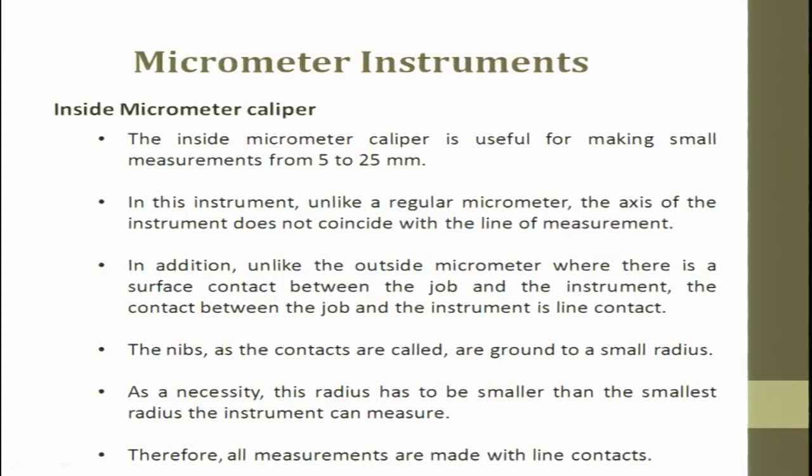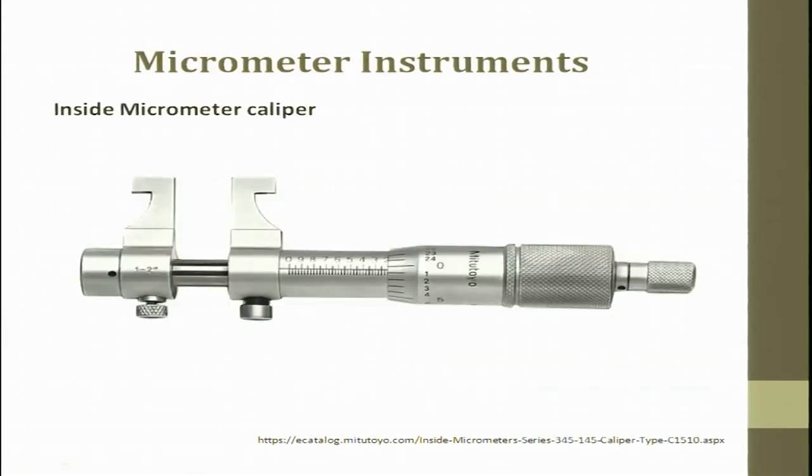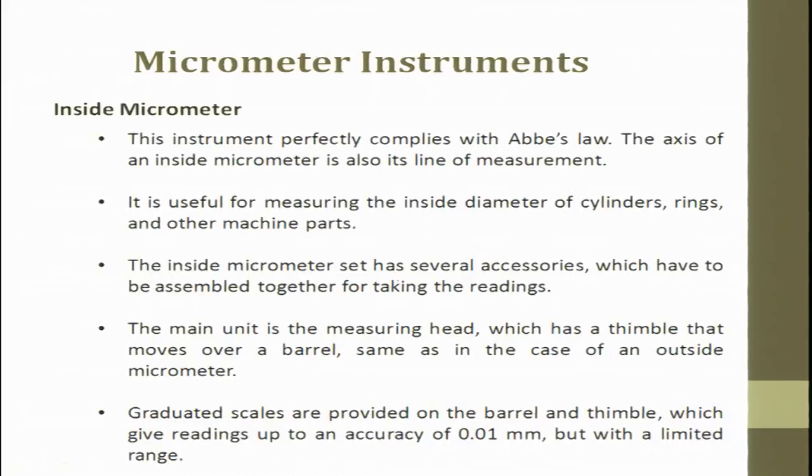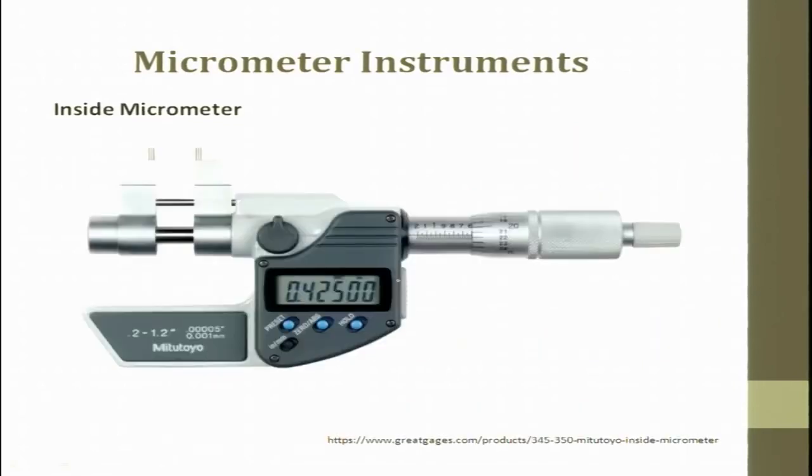The inside micrometer is used for making very small measurements from 5 to 25 millimeter. This is the inside micrometer. Whatever we had here was the outside micrometer. We can also have an inside micrometer, and the rest of the equipment follows the same. You will have a main scale reading, you will have a thimble, and the vernier scale readings, and then you get the values.